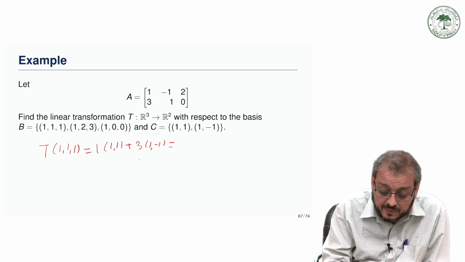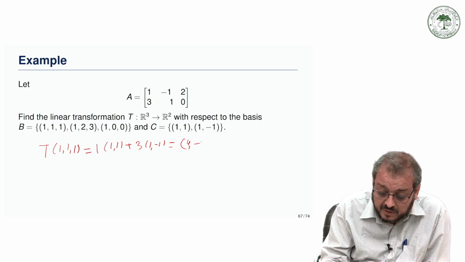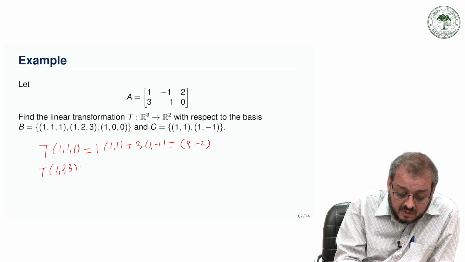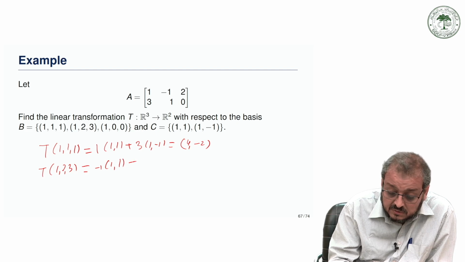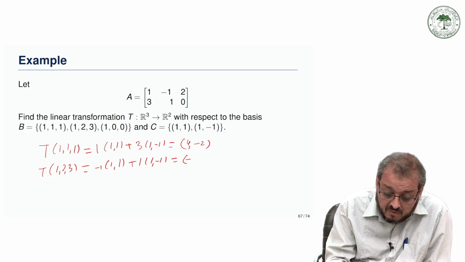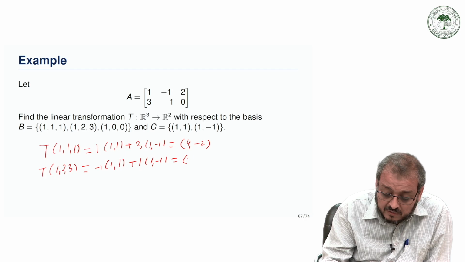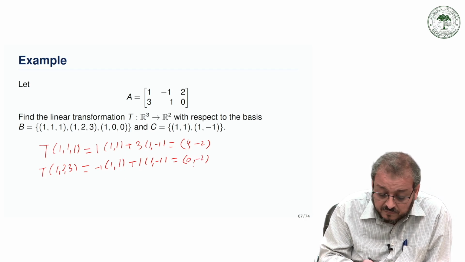This is equal to 3 plus 1 is equal to 4, and you have a minus 2. Then we calculate T of (1, 2, 3). This can be written as (-1, 1) plus 1 times (1, -1). Then clearly this is equal to minus 1 plus 1, which is 0, and this is minus 1 minus 1, which is equal to minus 2.